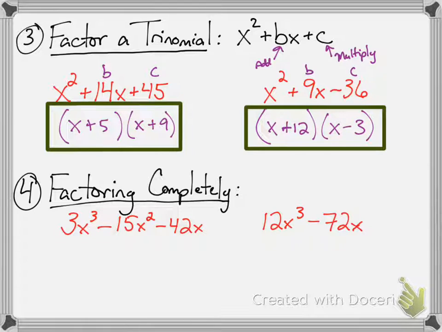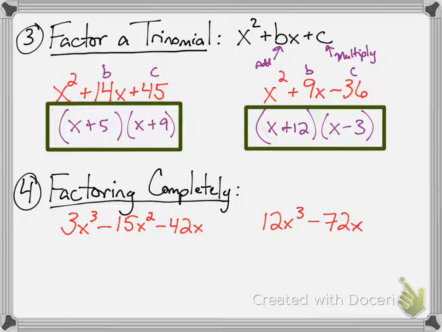Now, as a hint, anytime you are asked to factor, the first thing you should always look for is a GCF. From there, you can use your other factoring strategies that you have learned and that you will be learning in future lessons. So, if we take a look at the first example here, 3x cubed minus 15x squared minus 42x. First thing I want to do is check and see, does it have a GCF?